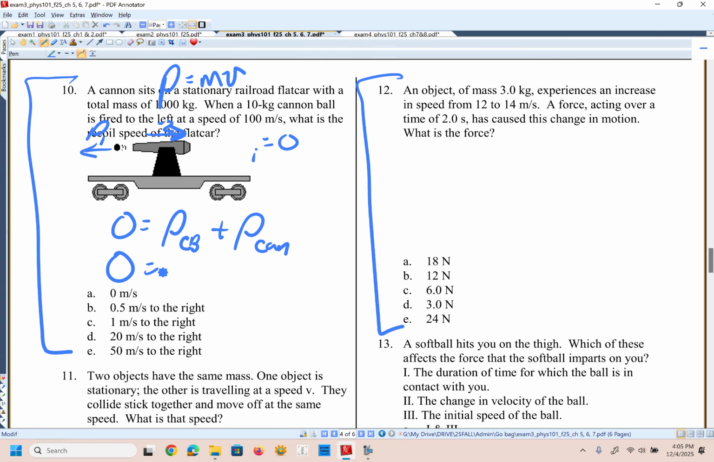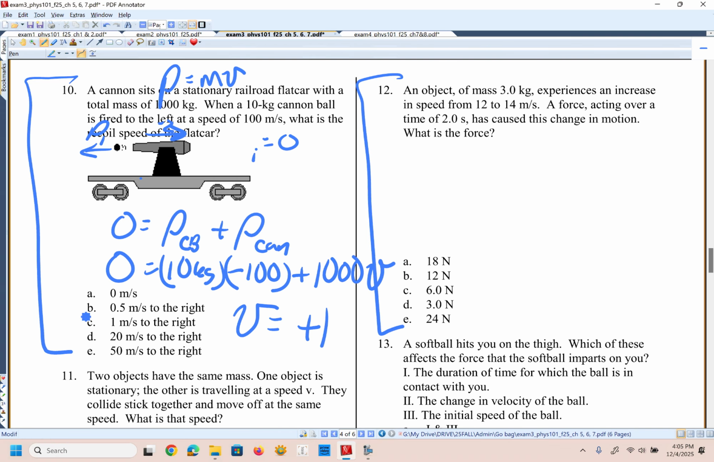So 0 equals the mass of the cannonball, which is 10 kilograms, times its velocity, which is negative 100, plus the mass of the cannon, which is 1,000 kilograms, times its velocity. When I solve this, I get 1,000 divided by 1,000, so V is equal to plus 1, or 1 meter per second to the right. Okay?